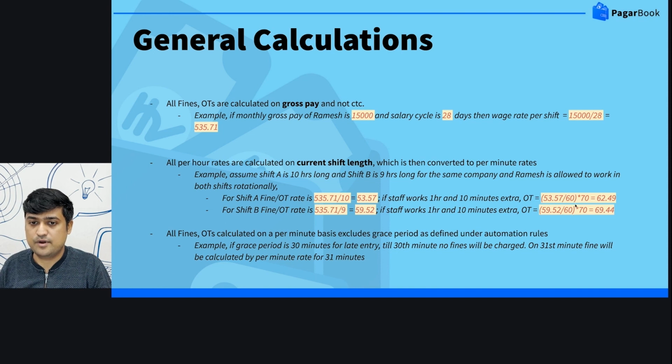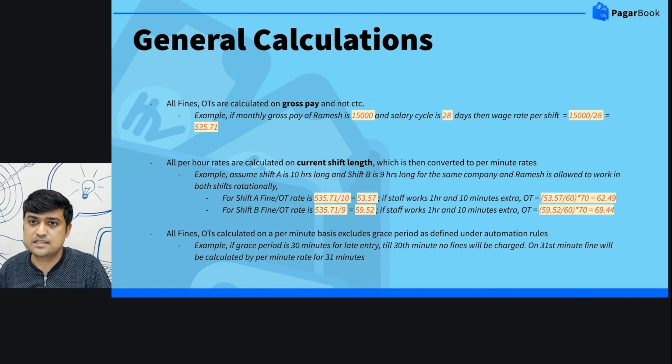The third important point here is that all fines and OTs are on a per minute basis and exclude the grace period you have configured, right? So let's say you have configured 30 minutes as your grace period for late entry. Till the 30th minute, no fines will be charged. But on the 31st minute, fine will be charged for all the 31 minutes.